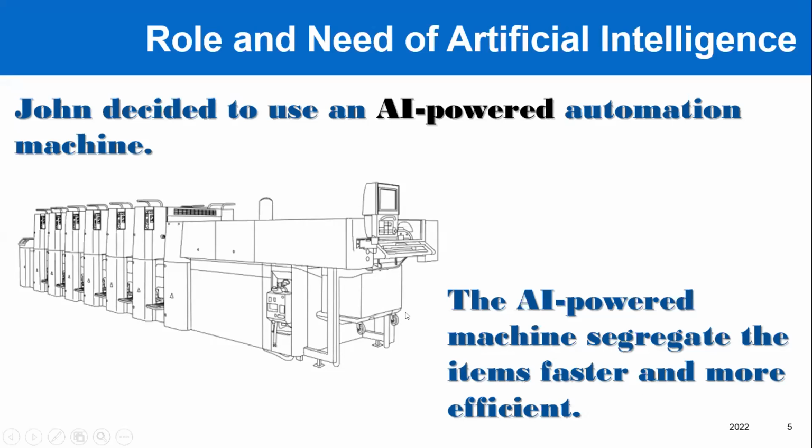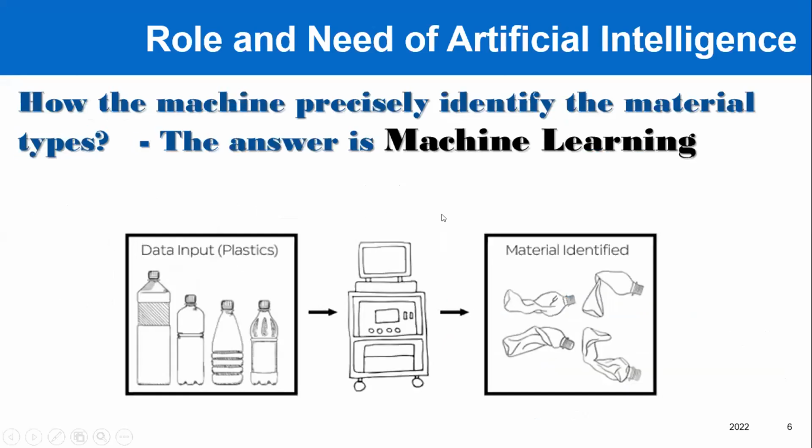Once we deploy this machine, we'll have a question like, how can the machine precisely identify the material types? The answer is machine learning. Now we'll have another question: what is machine learning doing here in this machine? The features of all the recyclable materials will be extracted and defined for the machine learning model to train this AI powered machine. The machine will get trained until it recognizes what each material looks like. It gets trained with the input data, and once it is trained, we will use it to identify the materials.